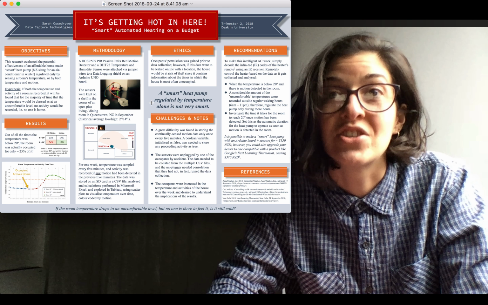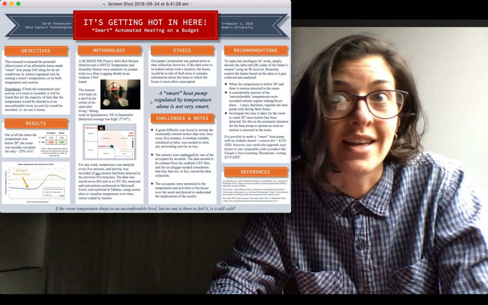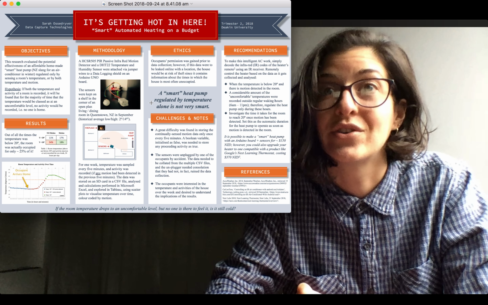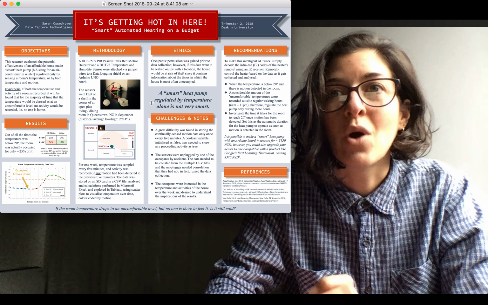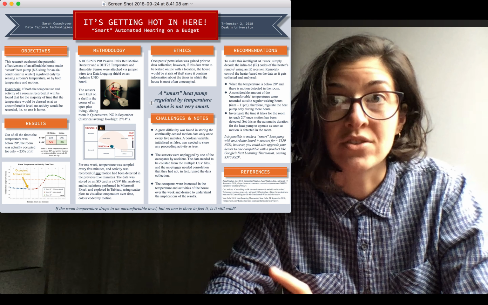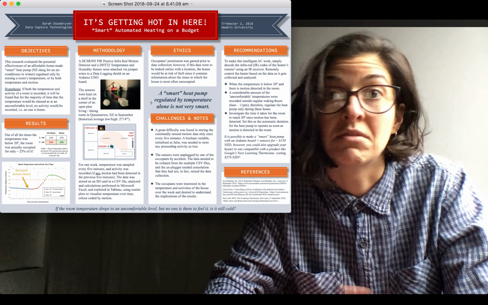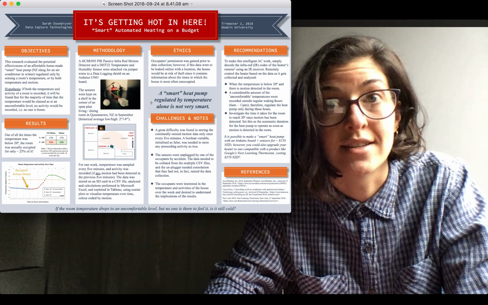To actually make such an intelligent AC, one would just need an infrared receiver and some simple code to decode the heater's remote. There could be then a few options for remotely controlling the heater based on the data as it gets collected and analysed. As simple as in this experiment when the temperature is below 20 and there's motion detected.